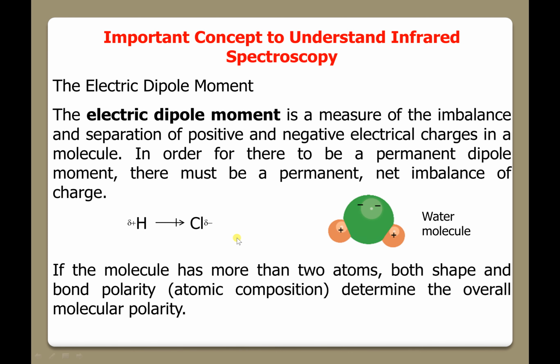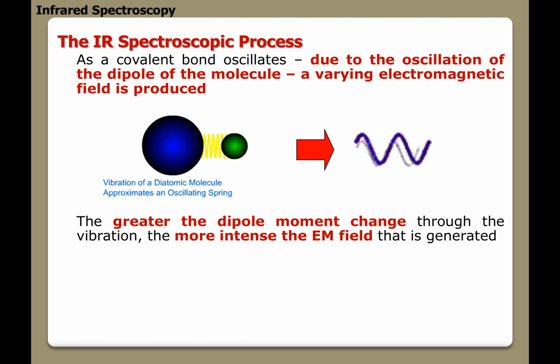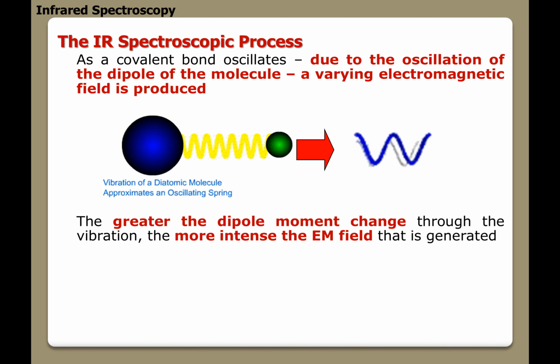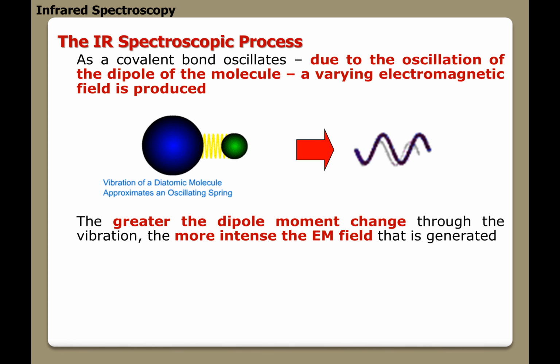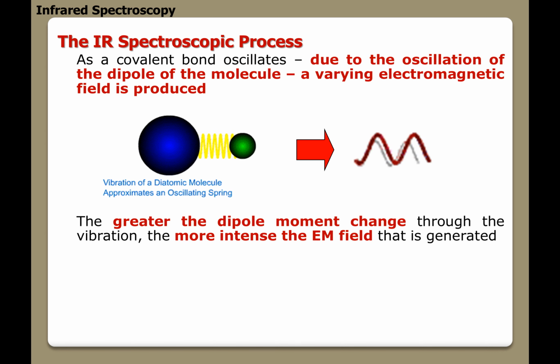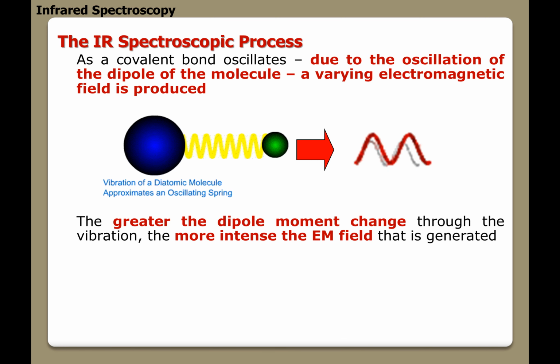The molecule has more than two atoms. Both shape and bond polarity determine the overall molecular polarity. So the IR spectroscopic process is when a covalent bond oscillates due to the oscillation of the dipole of that molecule, a varying electromagnetic field is produced. So the greater the dipole moment change through the vibration, the more intense is the electromagnetic field that is generated.